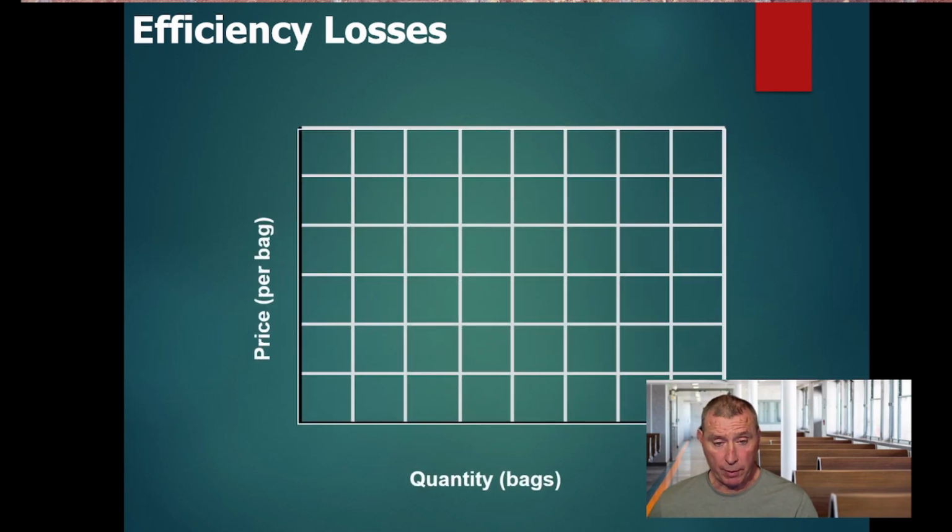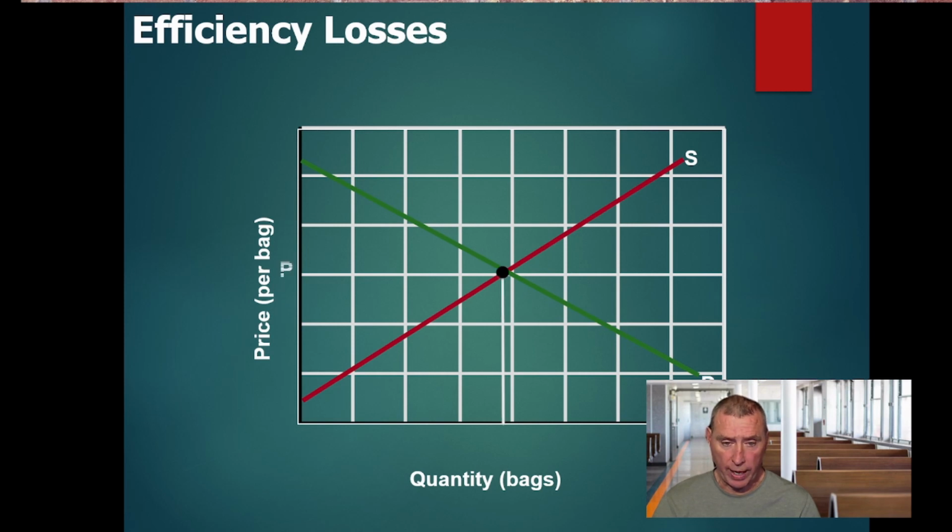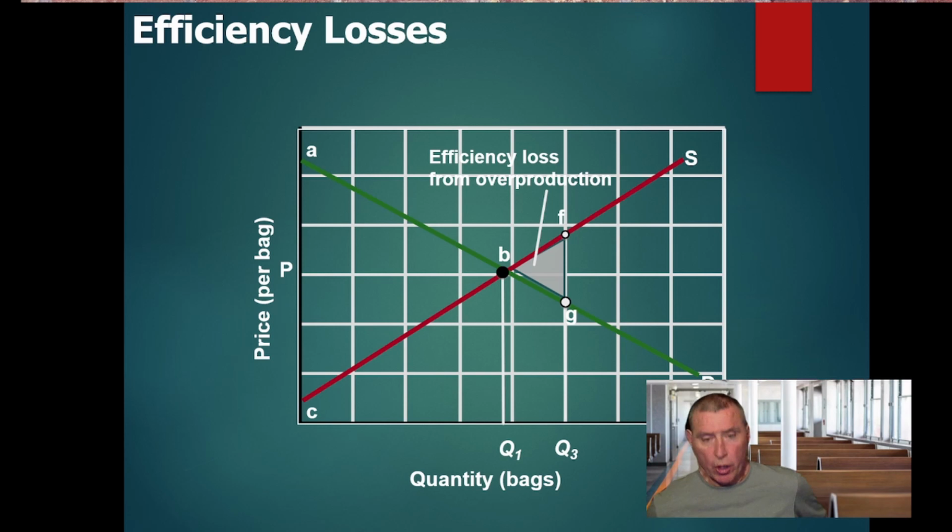There's also the problem of overproduction. So let's go through that. Same equilibrium, everything's pretty much the same, but now we produce Q3. So we overproduce, and when we overproduce, we have an efficiency loss from overproduction, which would be B, F, and G. This is important because we're going to look at times when we underproduce and we overproduce. That's the topic we're going to do right now. So let's go and look at that.